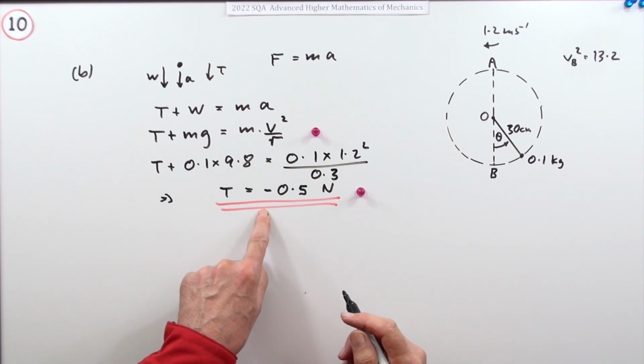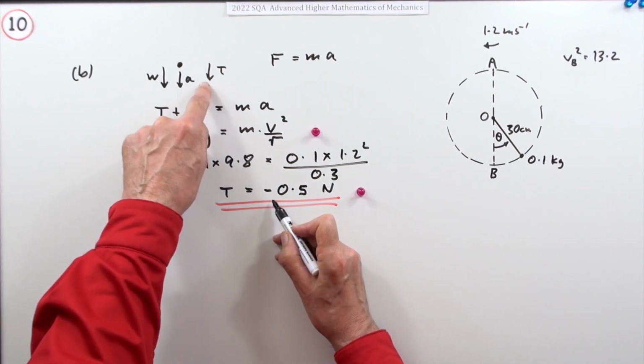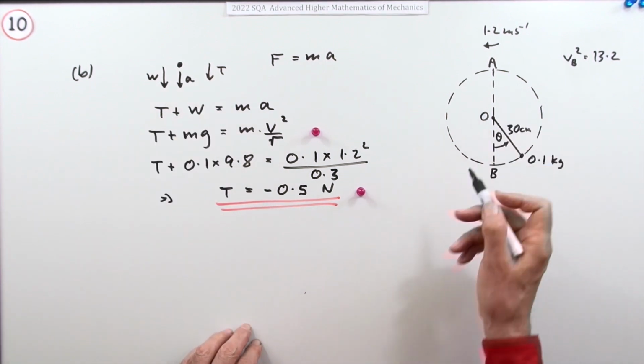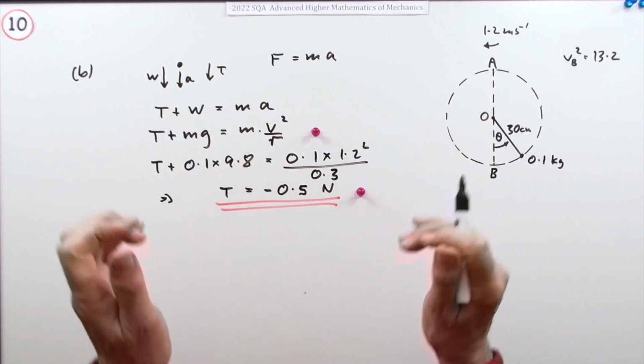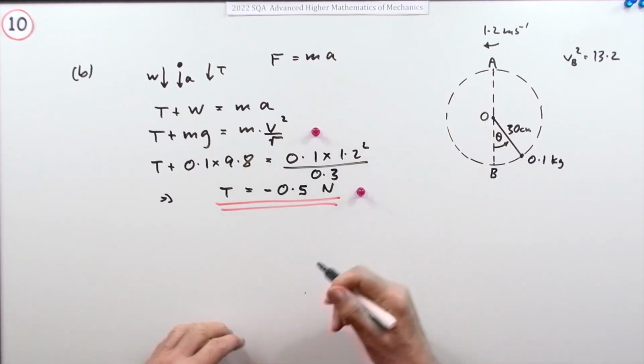So what does that, it says interpret your answers. What does that negative mean? It means it wasn't looking like this. You didn't need that rod holding this in as it turned. In fact, you needed that rod to push against it. So that rod was effectively getting squashed by the weight.